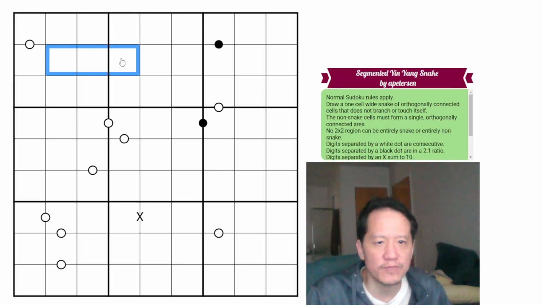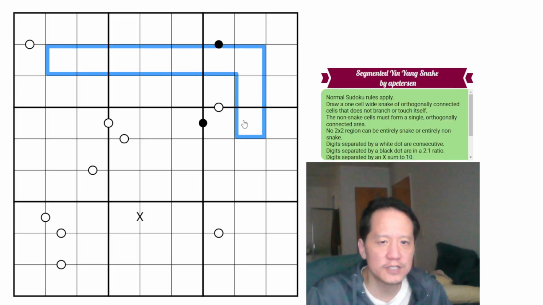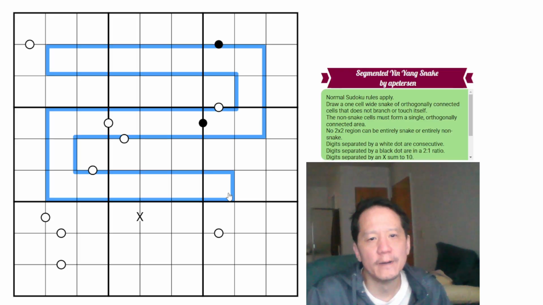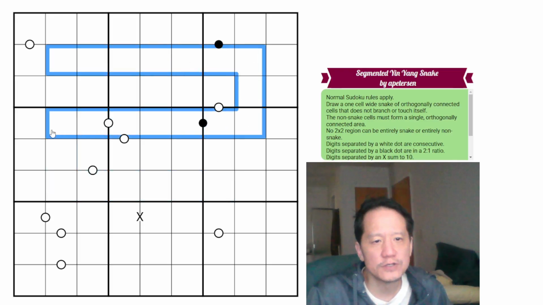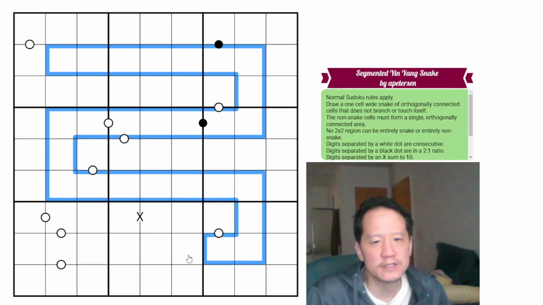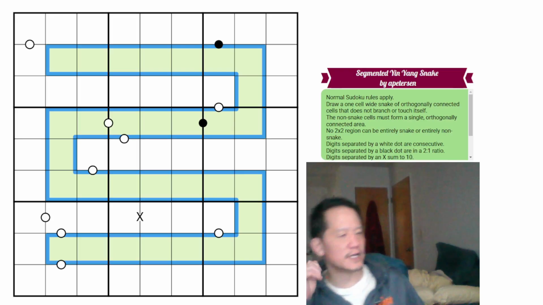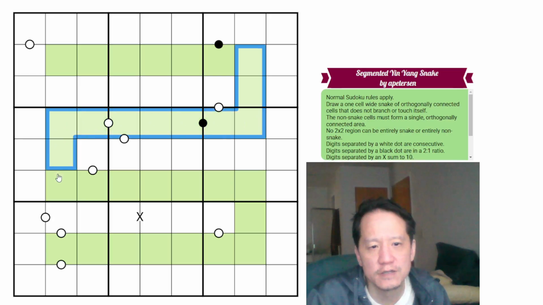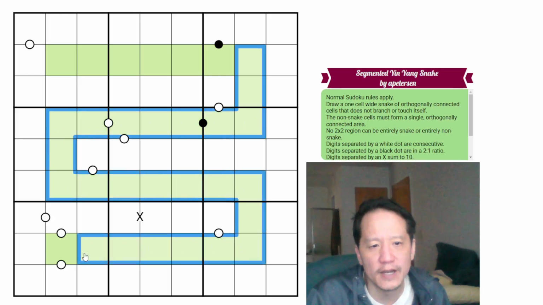But basically, the snake is essentially a long line, which can never loop and touch itself again. And it can't branch, so it has to be continuous. As an example, I guess this could be an example of a valid snake, right? Because it never touches itself, it never branches.